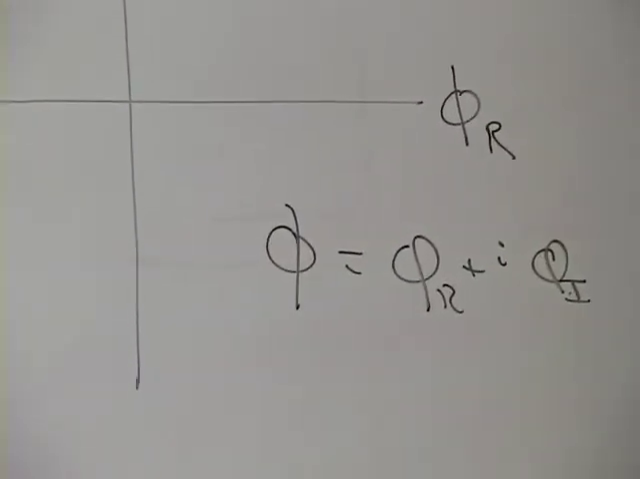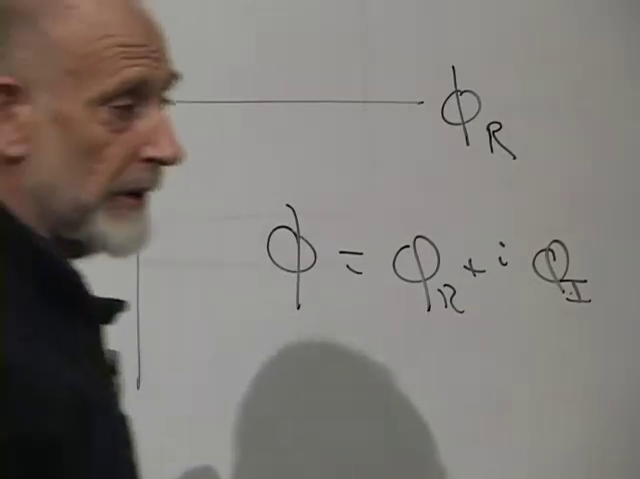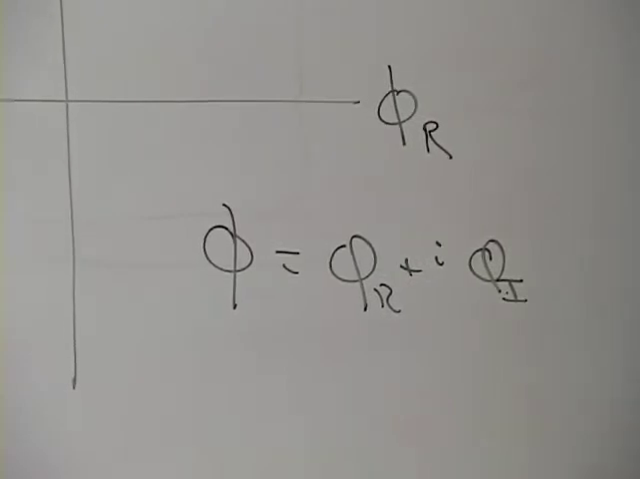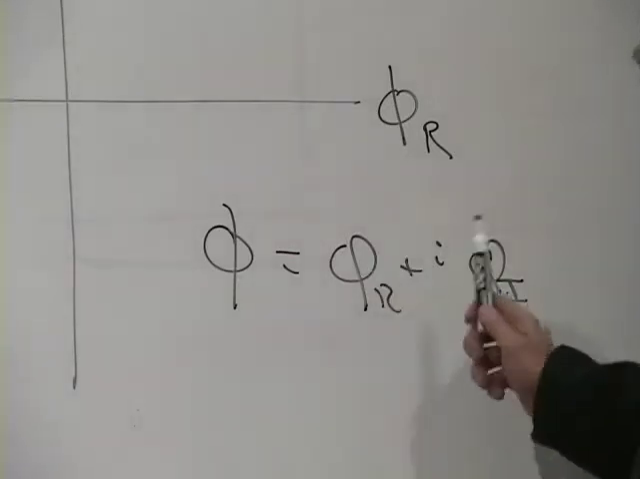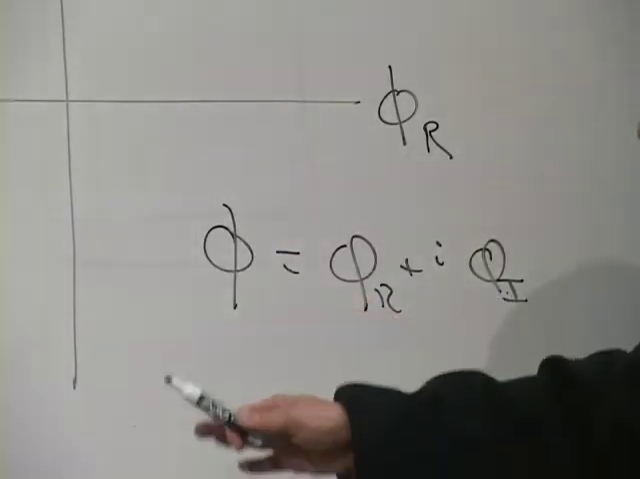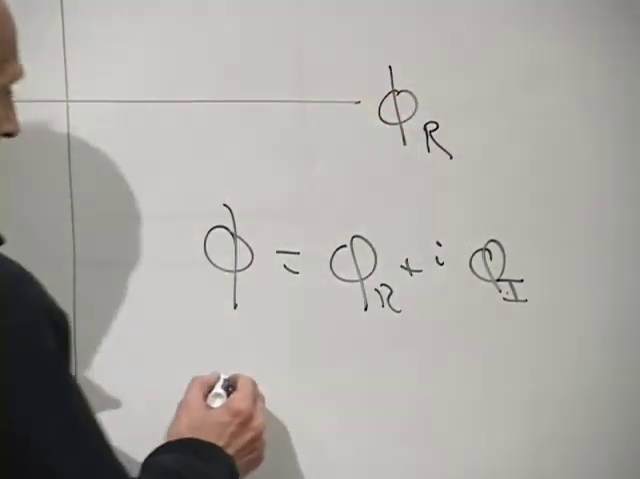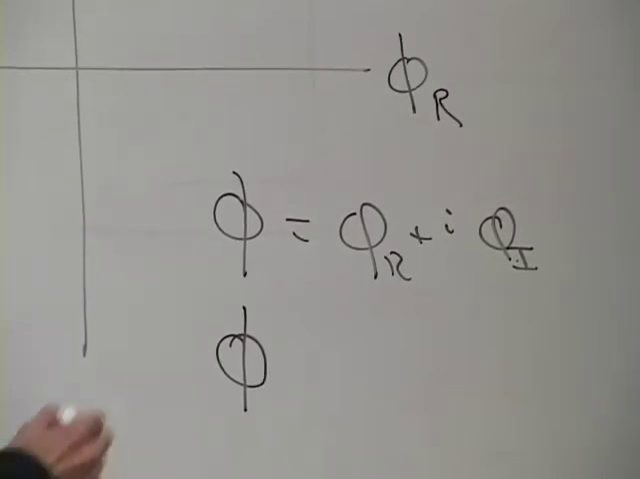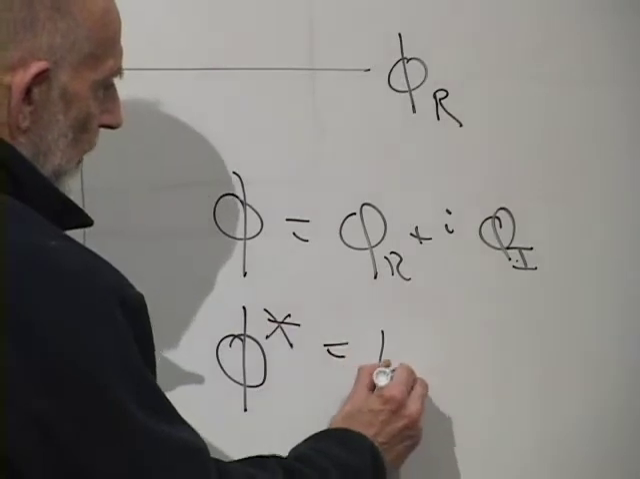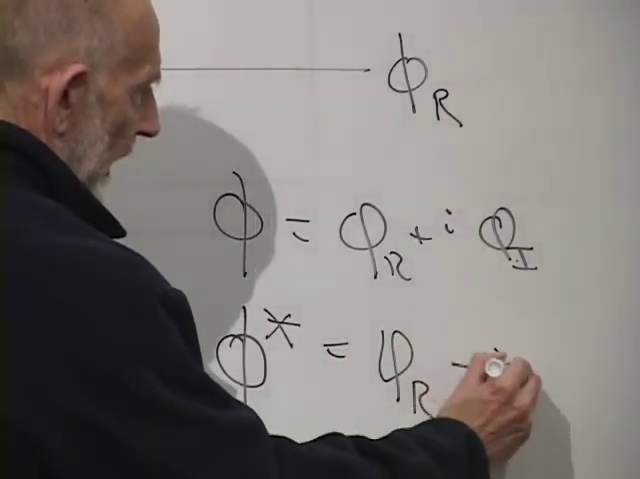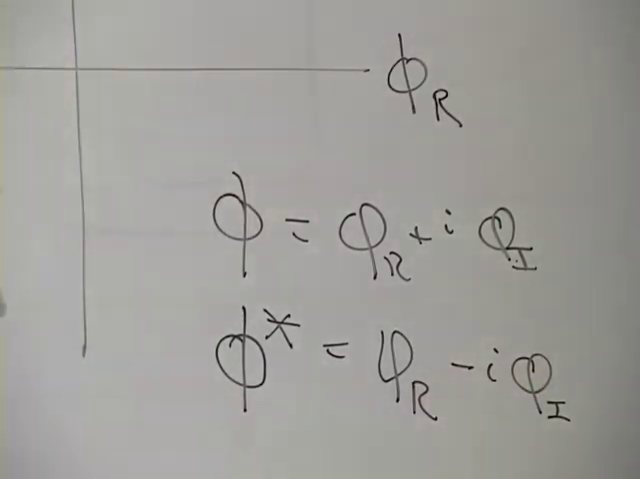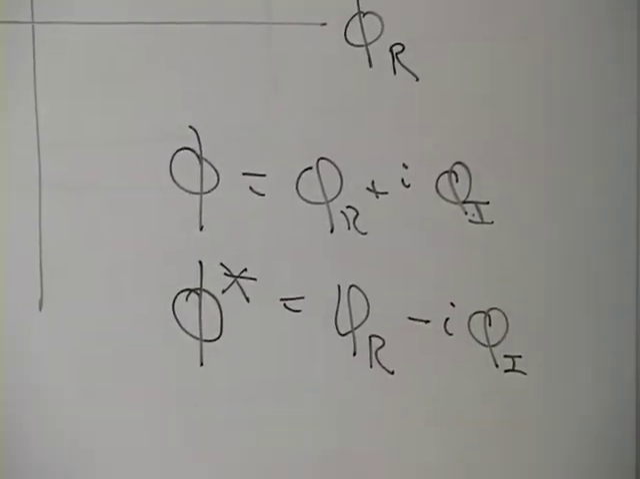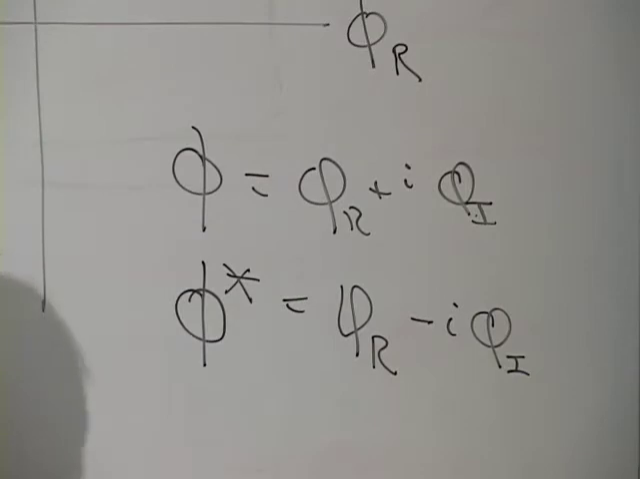It's a field. It depends on position. But knowledge of that field involves knowledge of the two independent components of the field. Now, these components are not components in space. This is just a field which is composed out of two fields and grouped together to form something called the complex field phi. And, of course, there's also a complex conjugate, phi star, which is equal to phi real minus i phi imaginary. So phi lives in a plane, meaning the values that it takes on are in a plane.